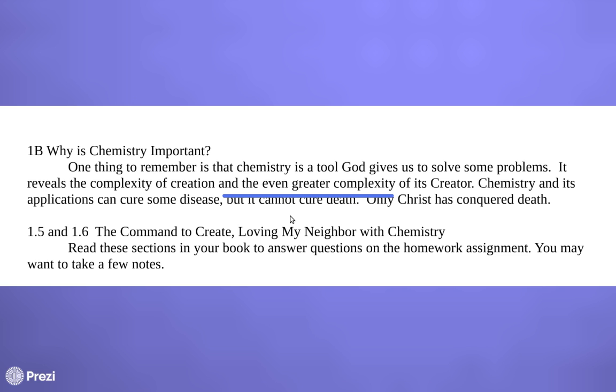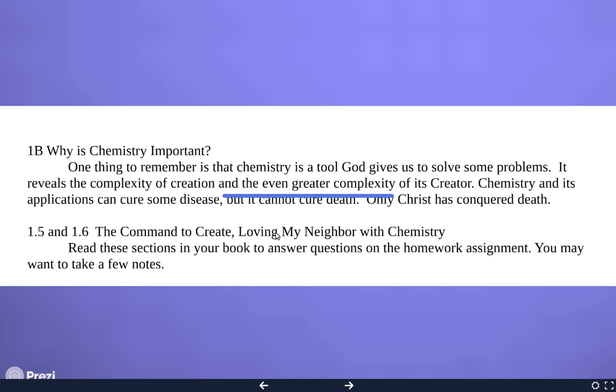And he just takes us into the afterlife, where we can either live with the Lord or live where the Lord is not. So, in hell. The command to create, loving my neighbor, and chemistry are in these next two sections. Now, when I say this, read these sections in your book to answer questions on your homework assignment.